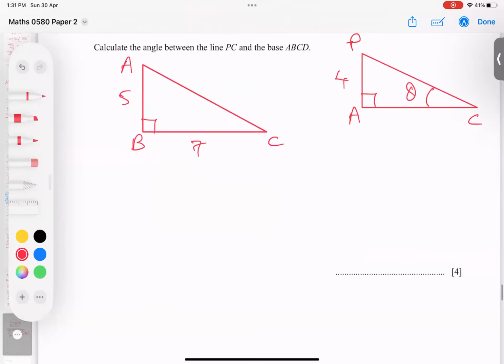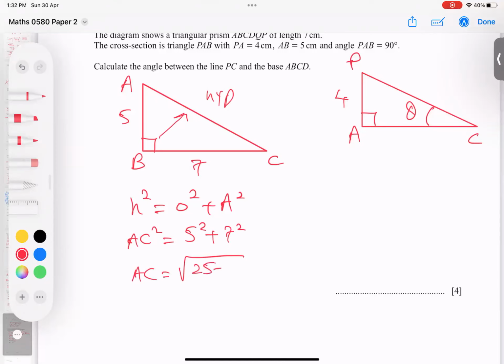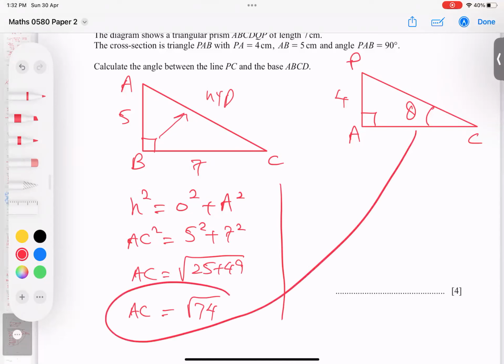So I will use the Pythagoras theorem here. Pythagoras theorem says hypotenuse squared equals opposite squared plus adjacent squared. And for your knowledge, the side in front of 90 degrees is always called the hypotenuse. So AC squared equals 5 squared plus 7 squared. And I take the root, it will look like this, root of 25 plus 49. And AC is root 74. I'm not finding decimals, so for accuracy, this value goes here.